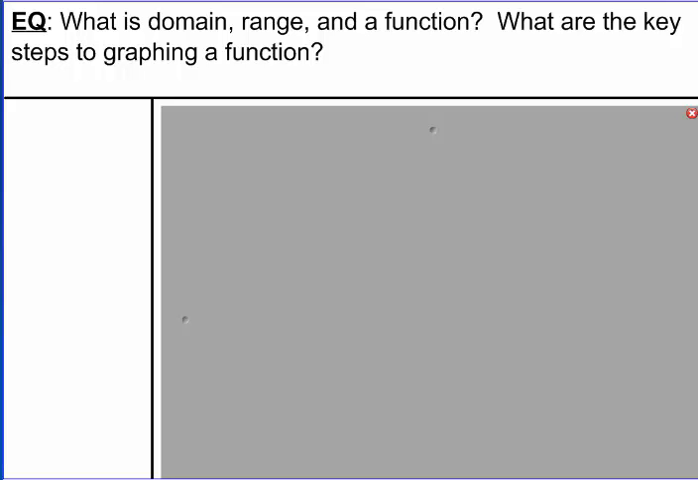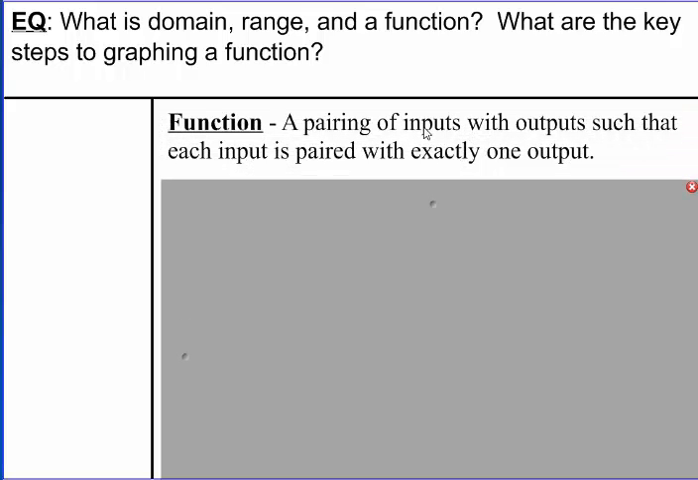Our essential question for this lesson: what is domain, range, and a function, and what are the key steps to graphing a function? So let's start with some definitions. First, a function. A function is a pairing of inputs with outputs such that each input is paired with exactly one output. So we are going to look at some examples of this, and the idea is that for each of your x values, there is only one possible y value associated with each of them. So we'll look at examples of what makes a function and then what kind of example would not be a function.